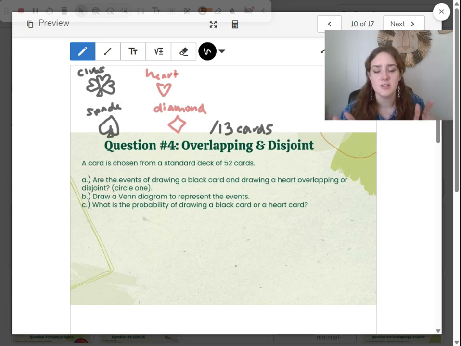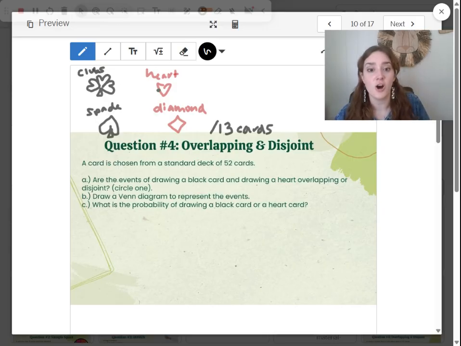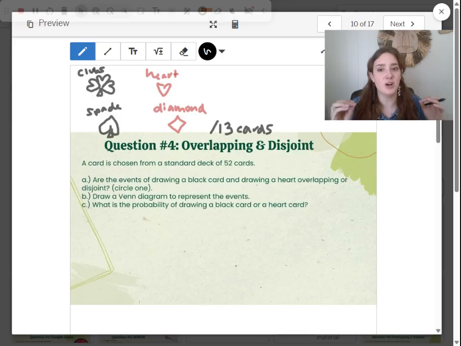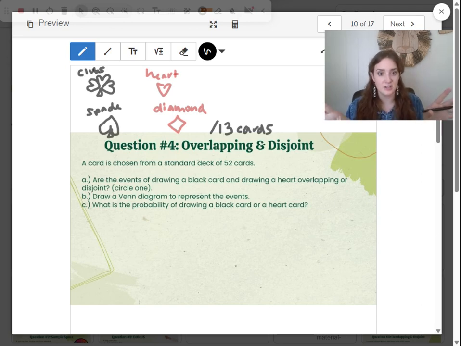Okay, so what are we doing here? Probability of drawing a black card and drawing a heart. So black cards are clubs and spades. Hearts, remember, when we're trying to determine whether this is overlapping or disjoint, we need to think, can we have a card that is both? Can we have a card that is both black and also a heart? If we can, then there's overlap.